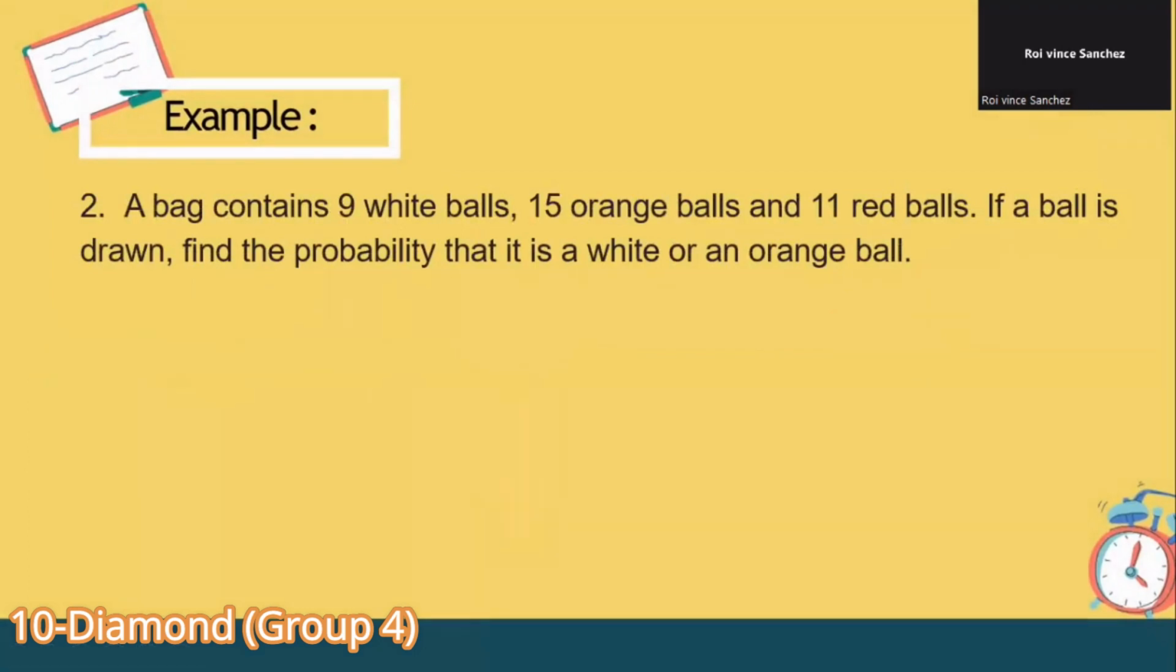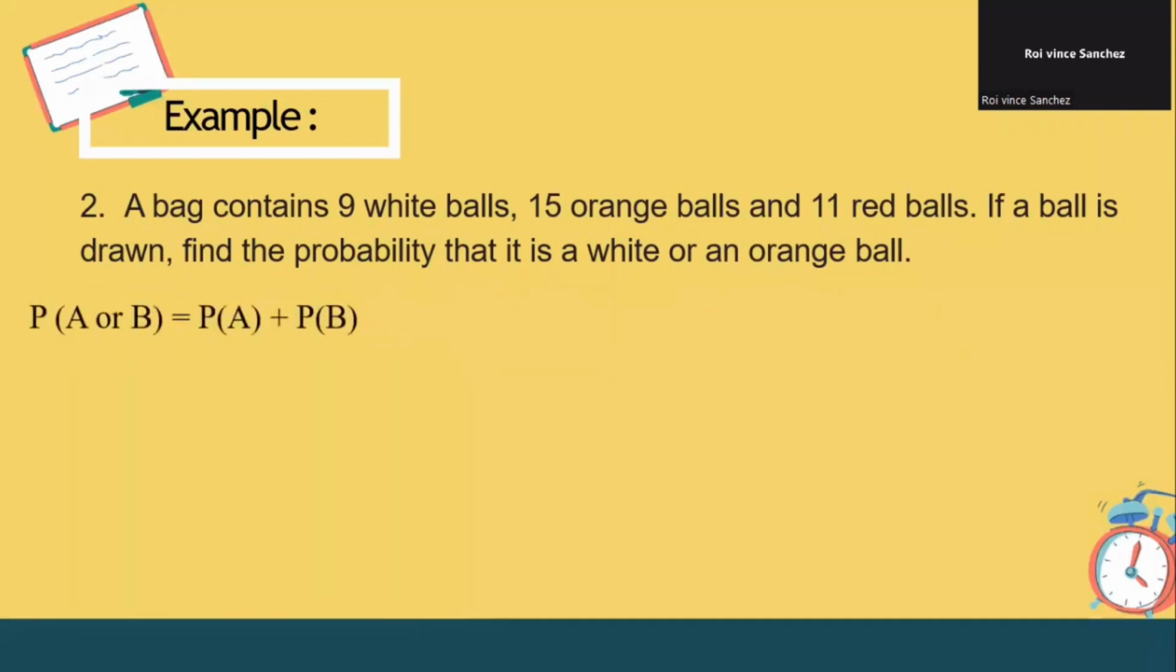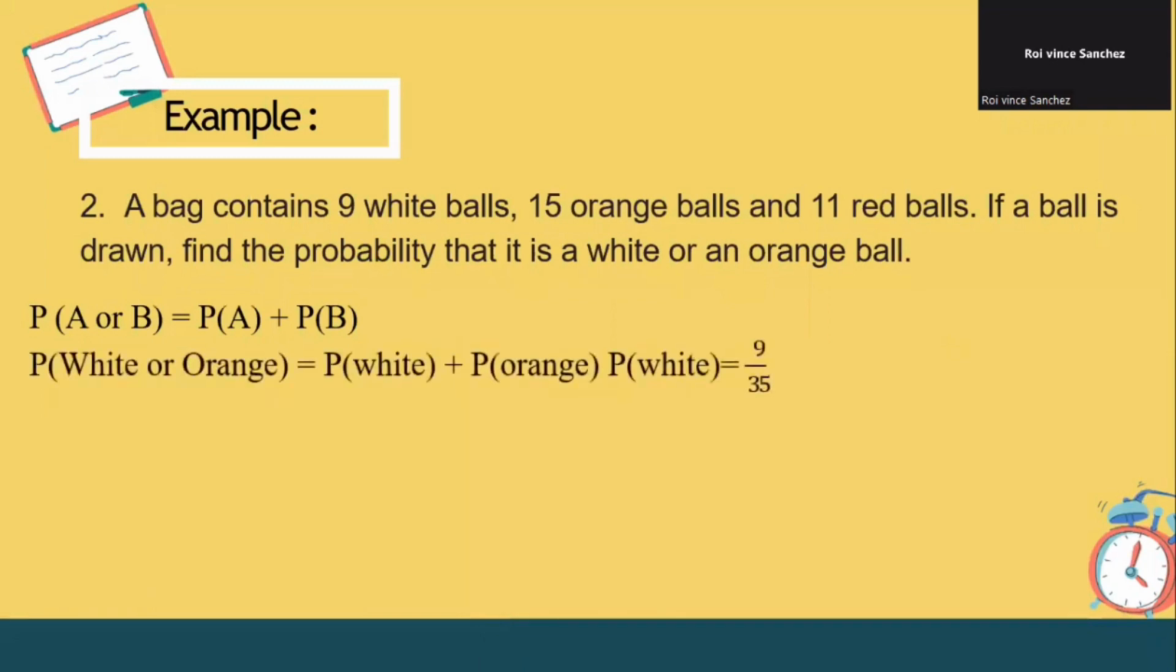A bag contains 9 white balls, 15 orange balls, and 11 red balls. If a ball is drawn, find the probability that it is a white or an orange ball. The two events are event A, getting a white ball, and event B, getting an orange ball. The possible outcomes of event A are 9 white balls, and the possible outcomes of event B are 15 orange balls.